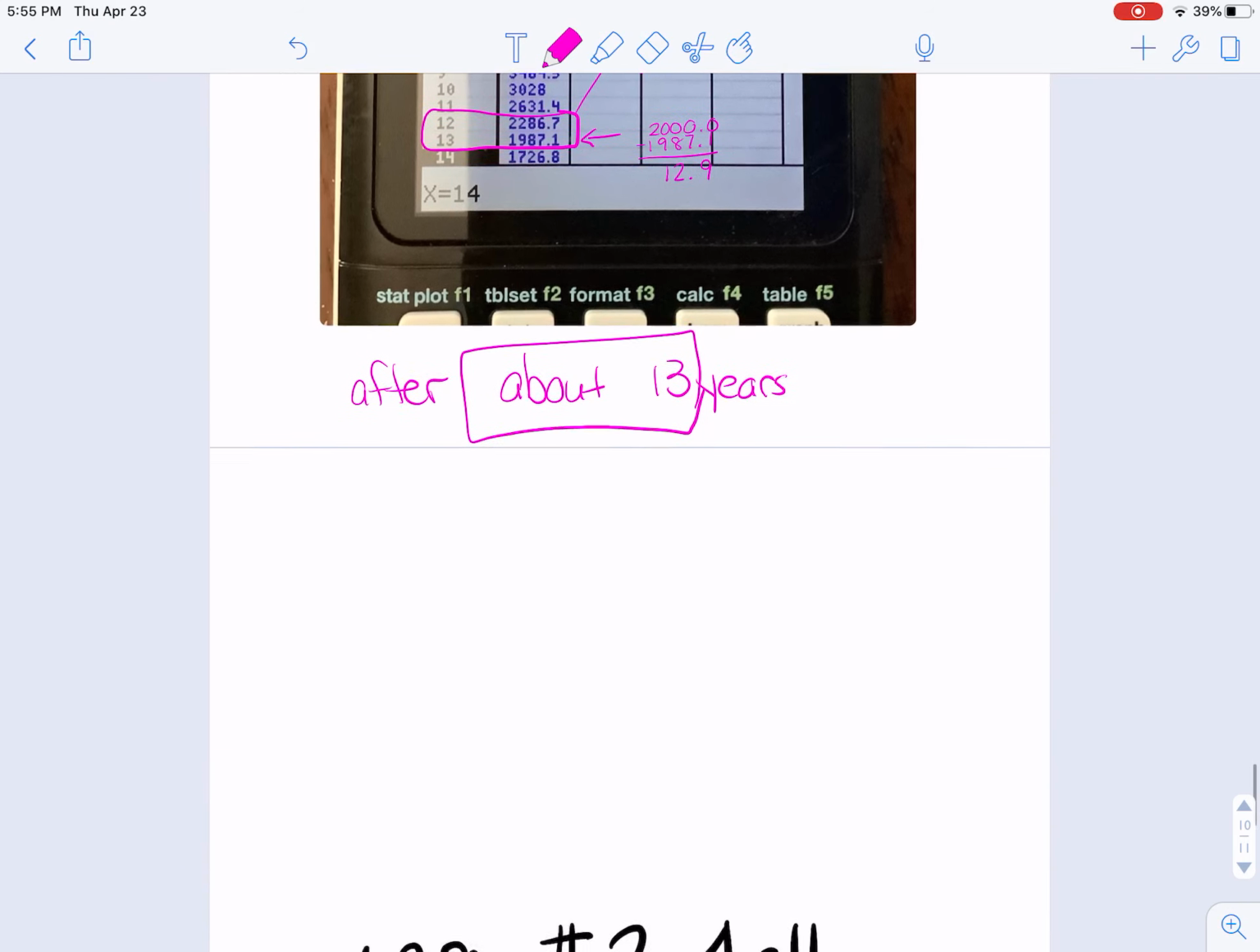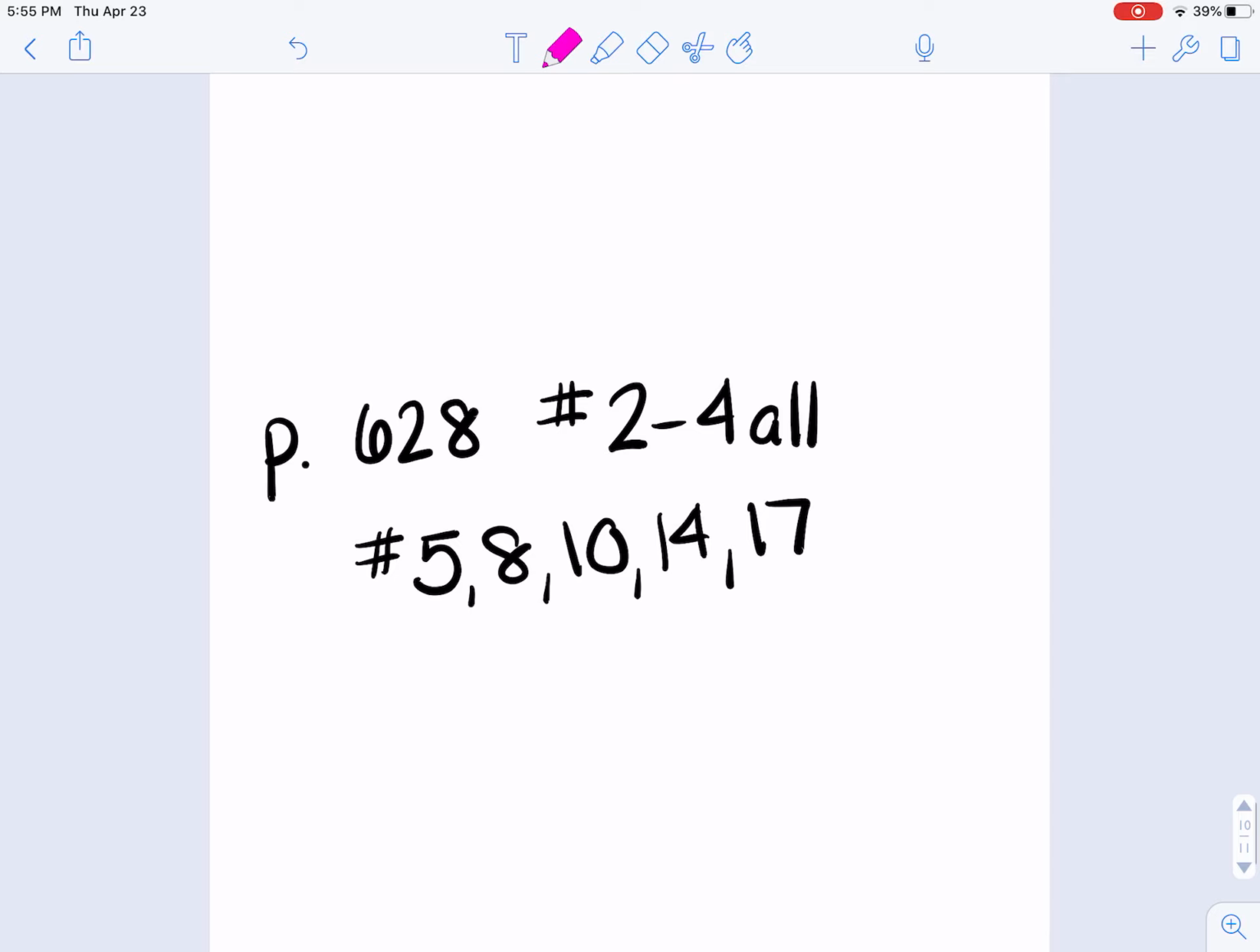Okay, so what I want you to work on right now is on page 628. You're going to do 2, 3, and 4, 2 through 4 all. 5, 8, 10, 14, 17. I kind of wanted to pick and choose. We didn't have to do that many graphs.